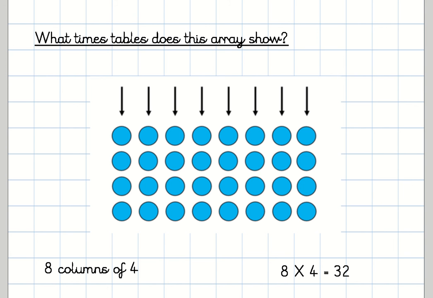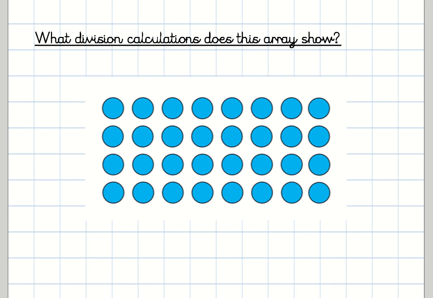Hopefully you'll remember that arrays can also show us division. So what division calculations does this array show? If you need to, you can pause the video and copy this down and have a go yourself. Remember, use the multiplication facts that we've just learnt to try and help you.